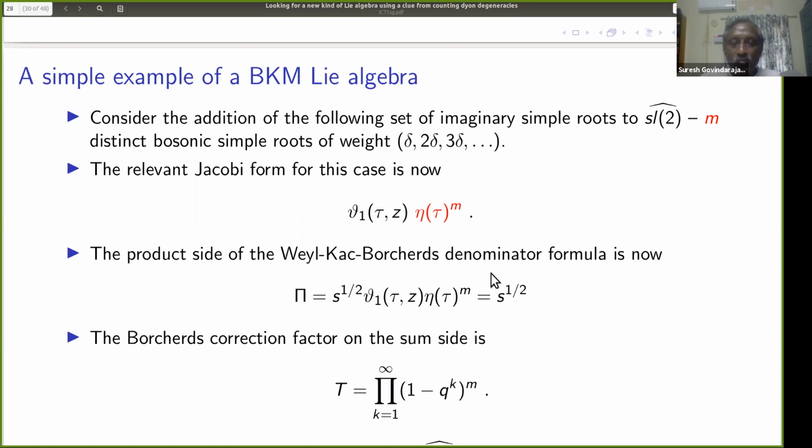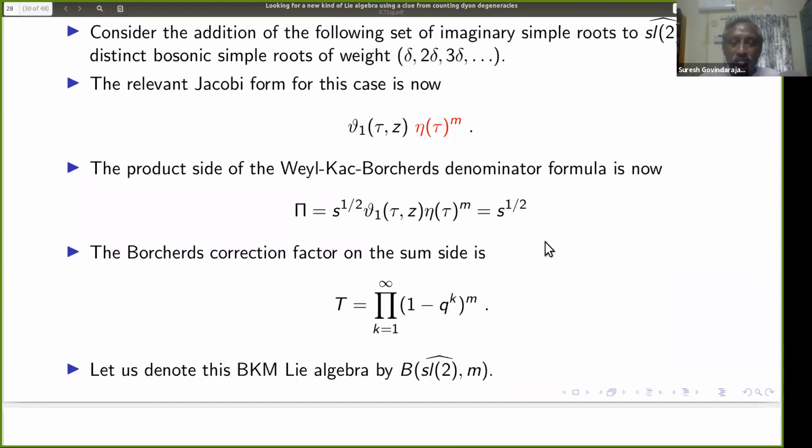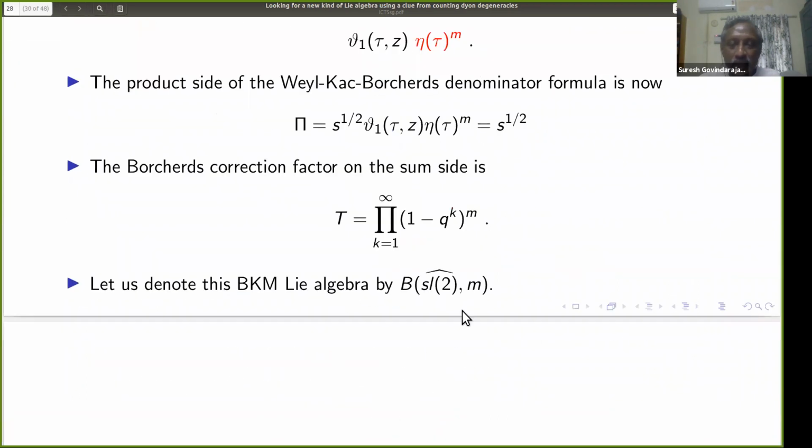So lo and behold, we get the product side. Now the Borcherds correction term really is of this form. You have to write it as a summation, but I'm not going to do that here. I am just calling the term in red T, and T is just the rewriting of this as a sum. For M equal to 24, the sum involves something called the Ramanujan numbers, tau of n, if you write this as a q-series.